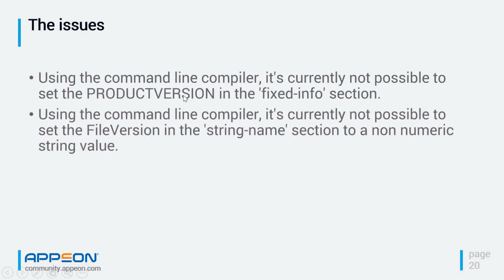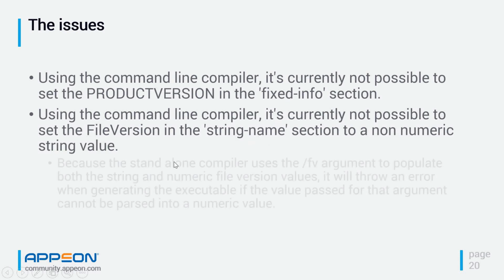So as I mentioned before, using the command line compiler, you can't set the product version in the fixed info section. Also, using the command line compiler, it's currently not possible to set the file version in the string name section to a non-numeric string value. You've got to pass it as 4 numbers because the command line compiler is going to use it to set the fixed info section file version as well.